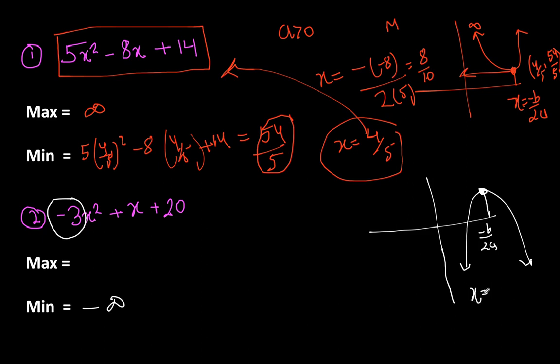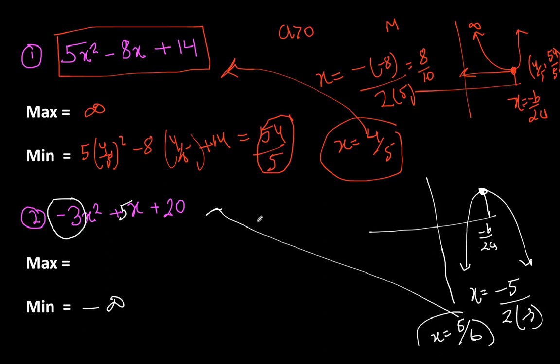So let's calculate x is equal to minus b upon 2a for this question. If we'll put that x is equal to, sorry, this question here it was 5. Okay, now so the x is equal to minus 5 upon 2 times minus 3. So if you put that, you will get x is equal to 5 over 6. Okay, now you have to put that into this equation and you will get the answer.